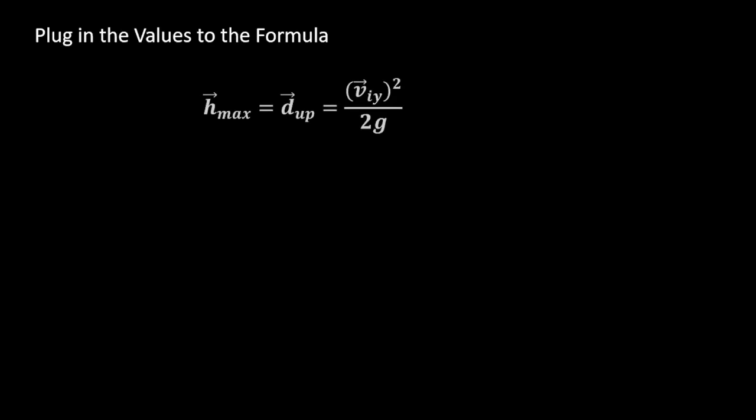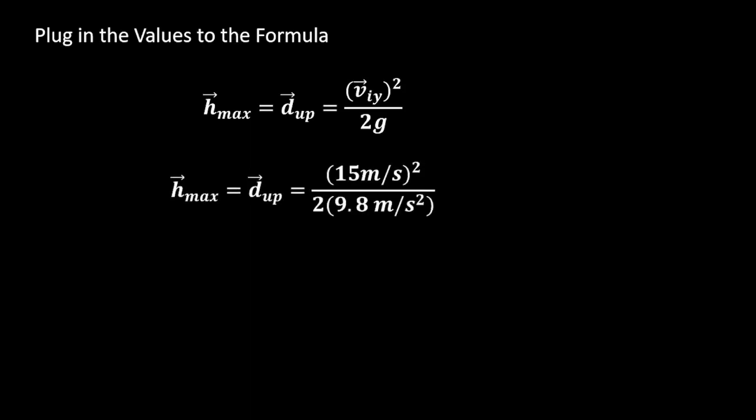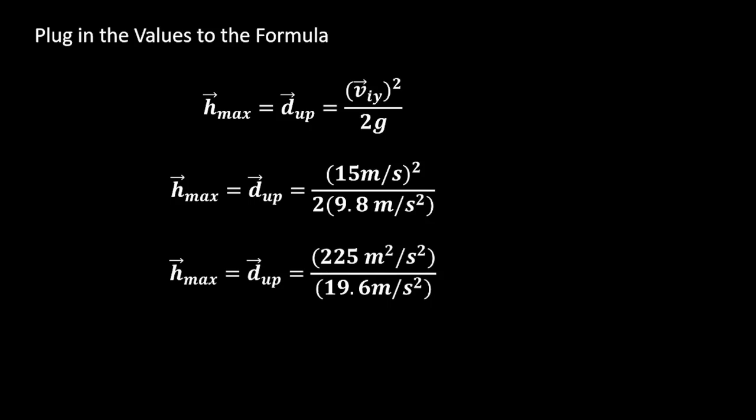d up is equal to v sub i squared divided by 2 times g. h max is equal to 15 meters per second raised to the power of 2 divided by 2 times 9.8 meters per second squared. Simplify. Now we have the value for the maximum height reached by an object, which is 11.479 meters.